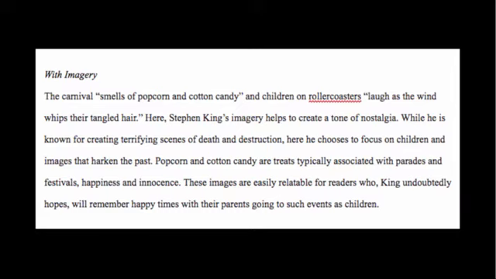So here's an example of imagery where he's describing a carnival in a particular scene, and it goes like this. So the writer writes, "The carnival smells of popcorn and cotton candy, and children on roller coasters laugh as the wind whips their tangled hair." Here, Stephen King's imagery. You can see that we've labeled the technique. Here, Stephen King's imagery helps to create a tone of nostalgia. While he is known for creating terrifying scenes of death and destruction, here he chooses to focus on children and images that harken the past.